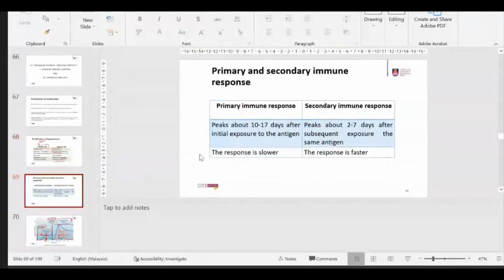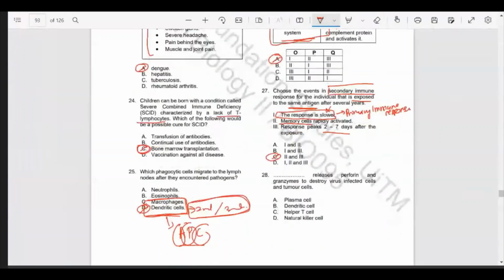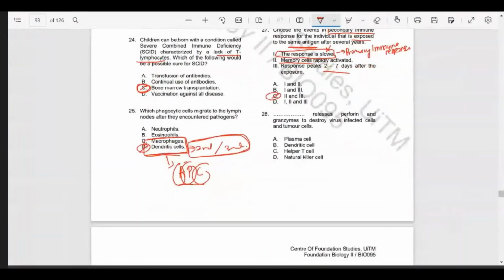So yang ni awak boleh refer lah the difference between primary immune response and also secondary immune response. Boleh faham? Tadi siapa? Siapa tadi? Okay. So 28. Dania.